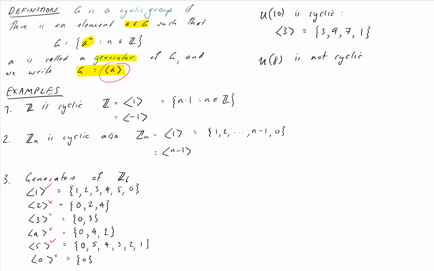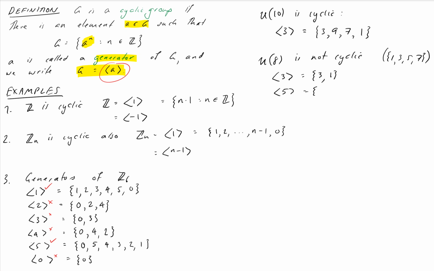Remember, U of 8 is just the set of numbers relatively prime to 8, so it's going to be 1, 3, 5, and 7. Let's try each of the elements. We know 1 is not a generator because it's the identity. 3 squared is 9, which is 1 mod 8, times 3 is 3, so back to where we started. We can check each of these entries, and we're going to find they all have order 2.